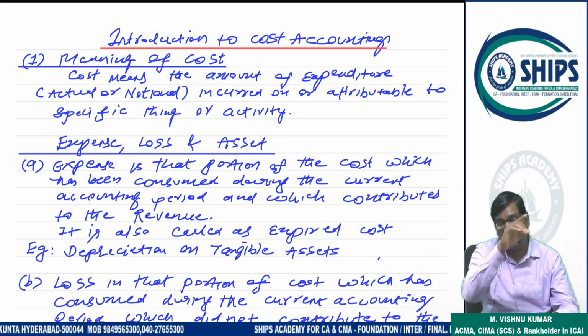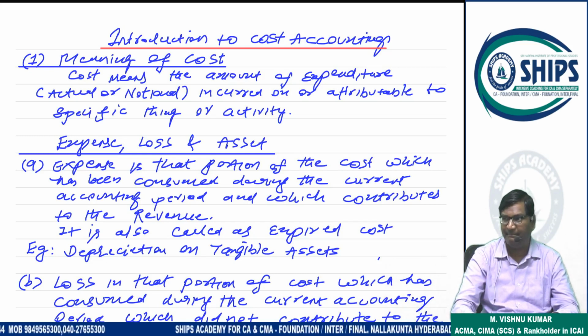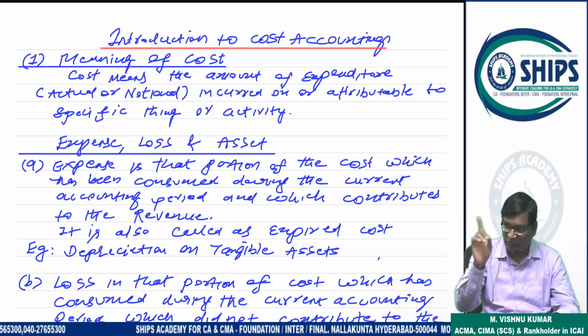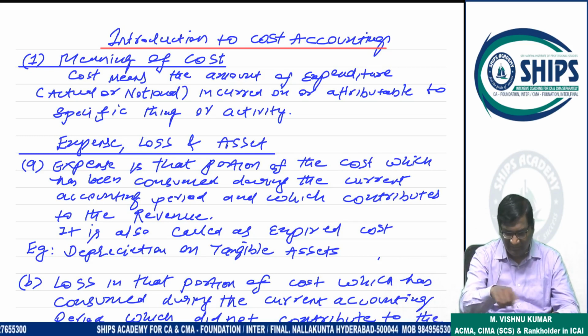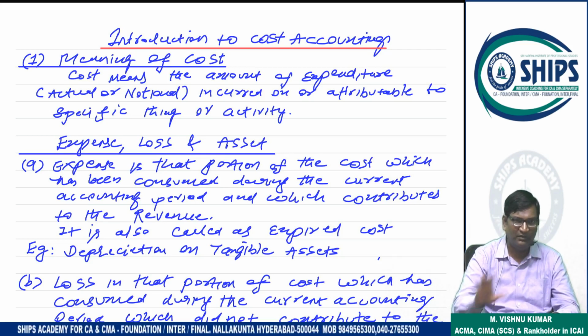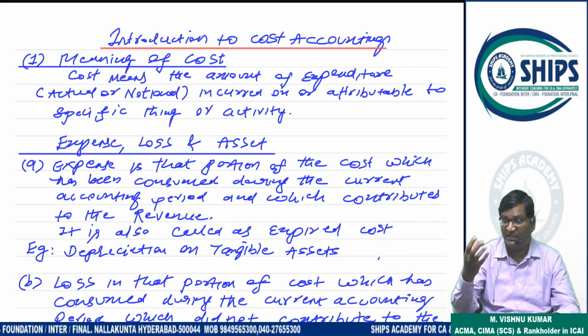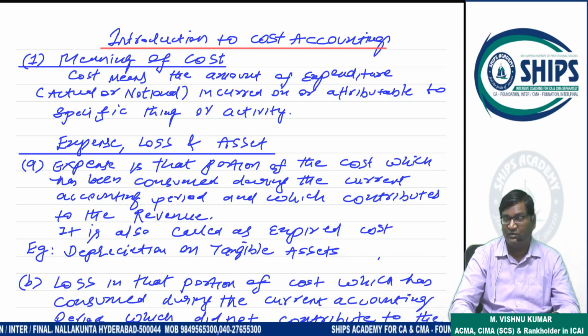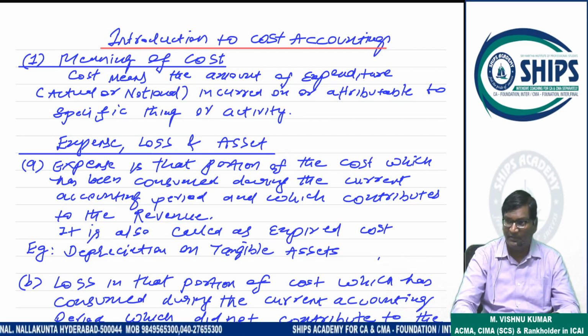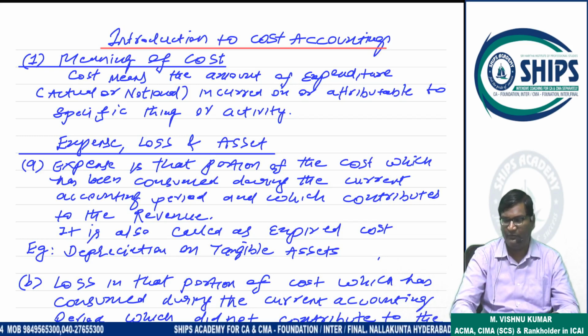But from the company point of view, is it a cost or not? From the company point of view, it is the selling price, because they are selling. In that, profit is also included. So always in this subject, cost is calculated from the company point of view, the manufacturer point of view, not from the customer point of view. So perspective is important. From whose perspective are we discussing the meaning of cost? We are discussing it from the manufacturer, company, or service provider point of view, not from the customer point of view.